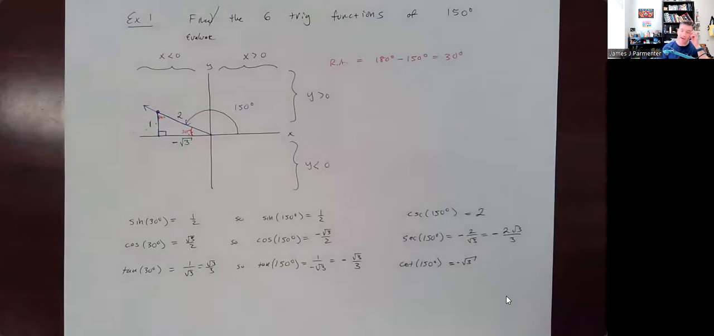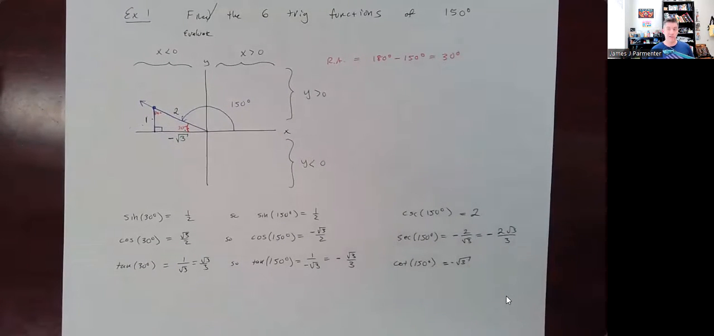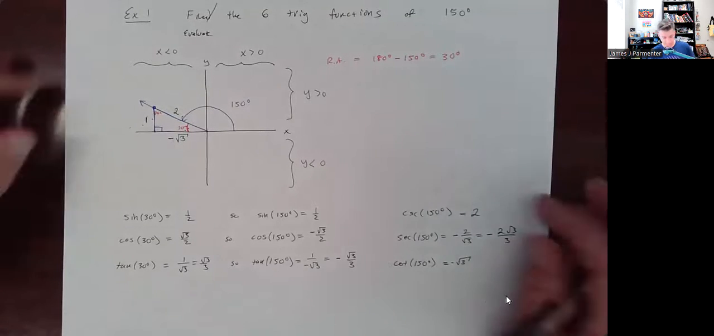So that's how you find the trig functions of one of these larger than 90-degree angles whose reference angle is one of our special angles. Let's do 2 more, and that'll be it.